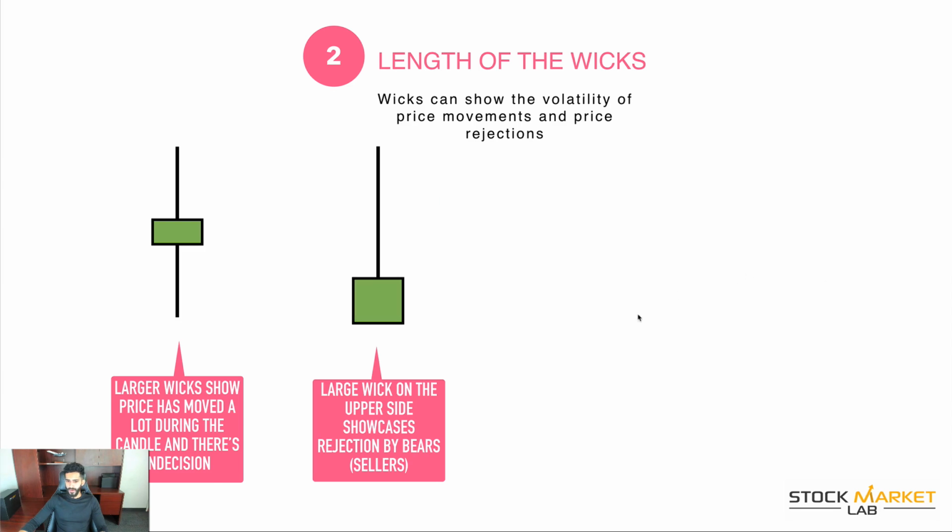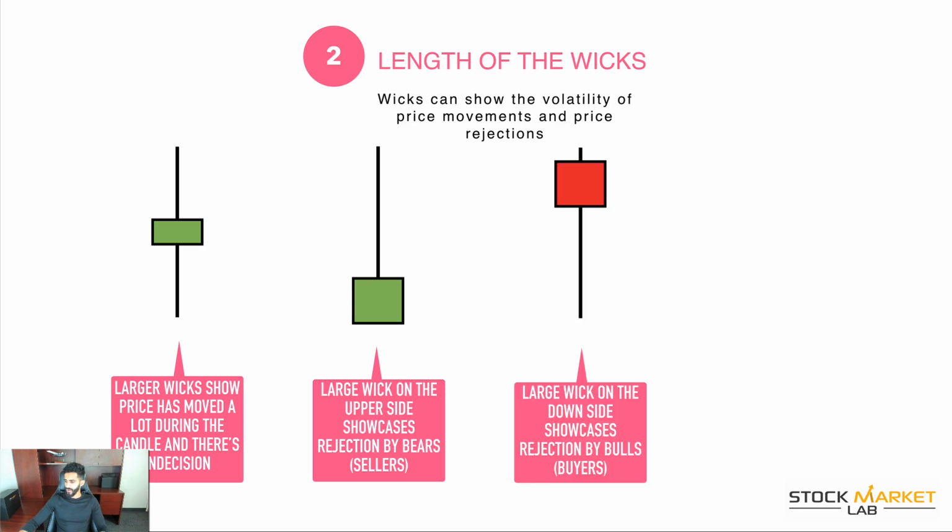All right. Now, if we go right here, large wicks on the downside showcases rejection by bulls. Bears tried to drive the price down, bulls stepped in, and bulls drove it back up. That's showcasing strength by bulls, showcasing bulls are strong, bulls are stepping in. Not giving me a confirmation to buy yet, don't get that confused, but it's showcasing me that there's buyers here. They brought the price back up.